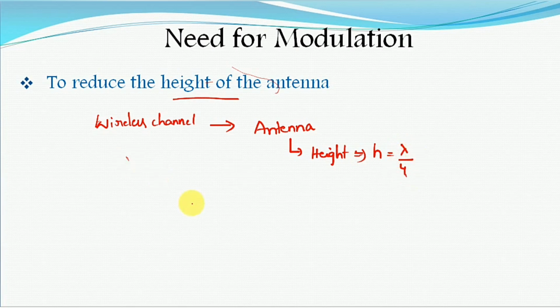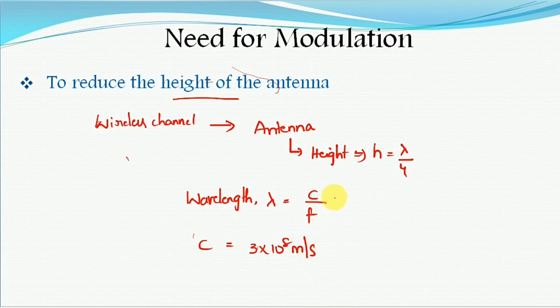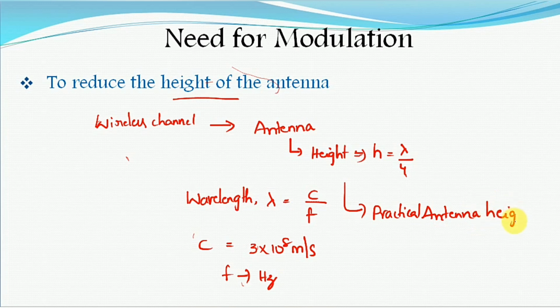So we know the wavelength in terms of frequency. Here the wavelength lambda can be expressed in terms of frequency as c by f, where c is the speed of light and its value is 3 into 10 power 8 meters per second. c is the velocity of light and f is the frequency which is measured in hertz. So finally, the practical antenna height in terms of frequency is given as h is equal to c by 4f.